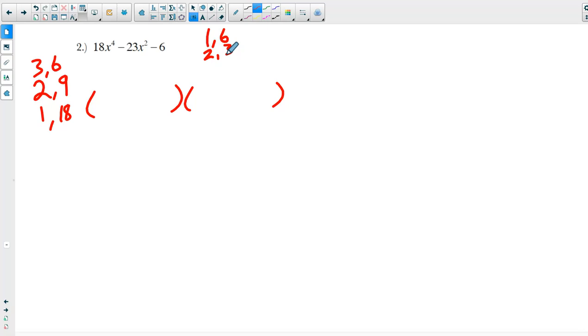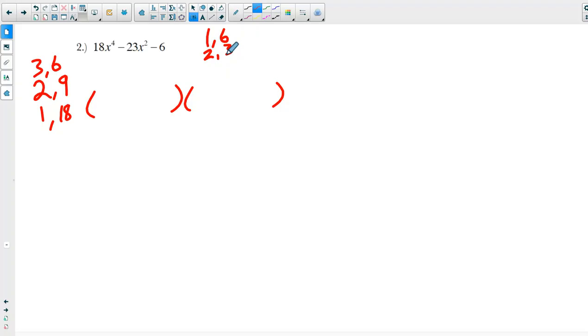I'm probably not using 1 and 18 because that's probably going to give me a really big number. Now the 2 and the 9 could give me a big number depending how I use the 2 and the 3 or the 1 and the 6. So there's an option there. And then the 3 and the 6, and those things also could work. So now we just choose and we start working.